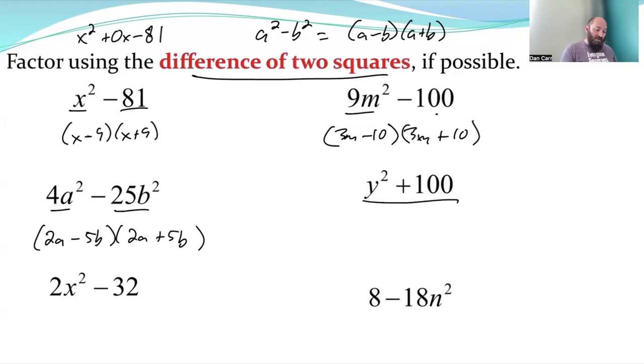This is not the difference. It says the difference of two squares. It is a squared minus b squared. So this one is not factorable. So we're going to move on.